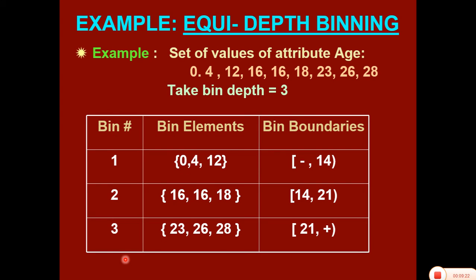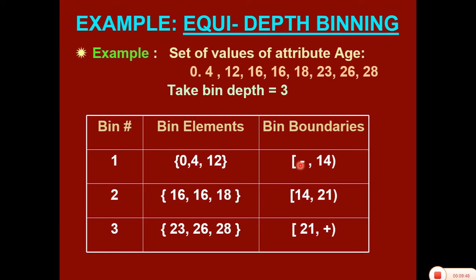Now in equidepth bins, again we have the same set of values, and you are supposed to take bin depth equal to 3. Because you have 9 samples, you are supposed to divide it equally, so there should be 3 samples. Now you are supposed to define the bin boundaries. So first element according to bin depth 3, it will come like 0, 4 and 12. So 0, 4, 12.